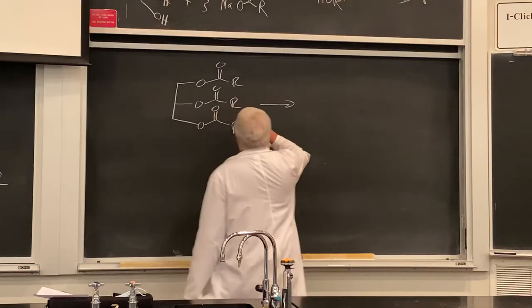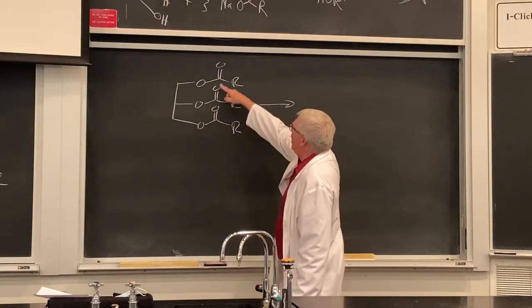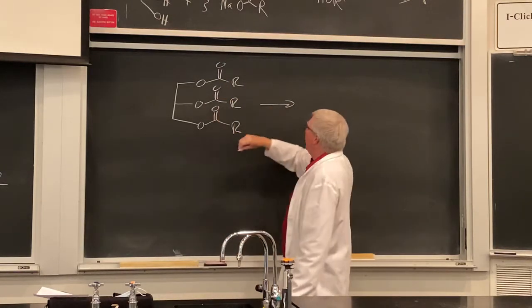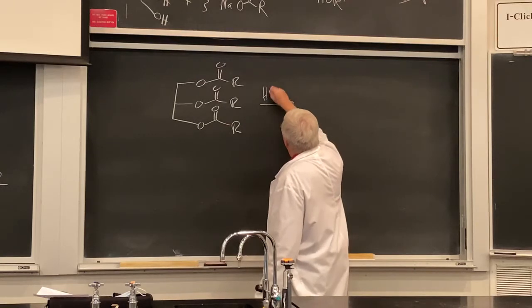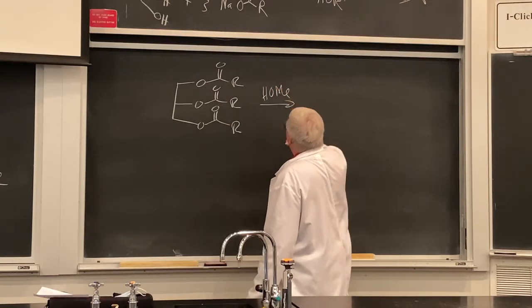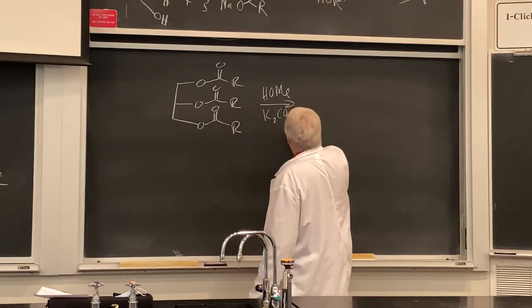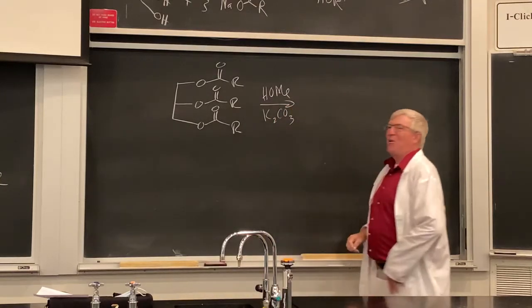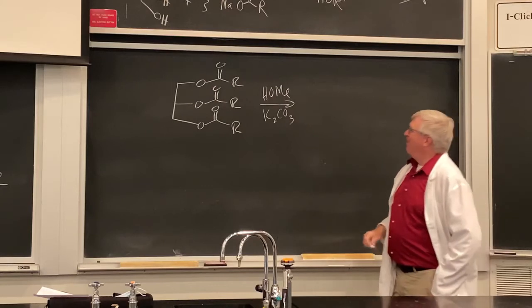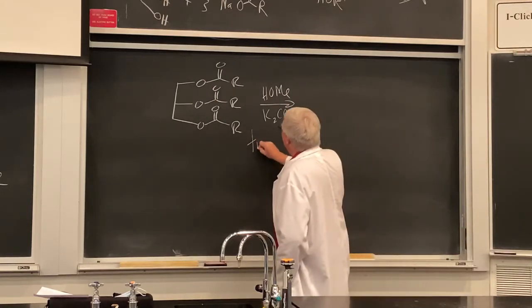Now, what we can do with this is not just saponify this or hydrolyze it with acid or base. Let's take methanol or ethanol here, and use a simple base, potassium carbonate, and we're going to do what's called a transesterification.